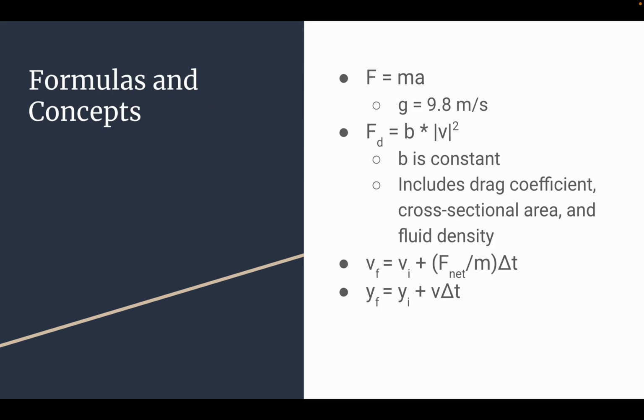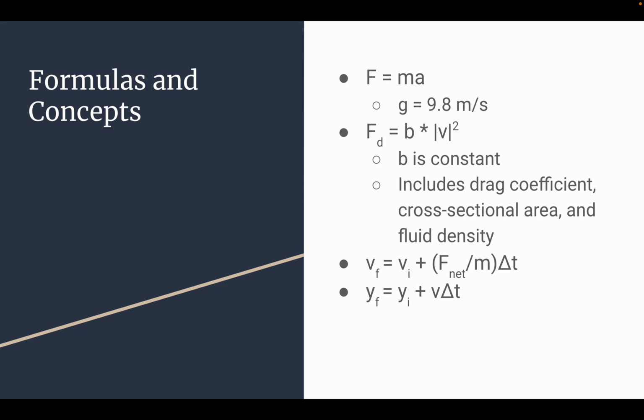So a few of the formulas and concepts that will be used in this lab. First of all, we have Newton's second law, force equals mass times acceleration. In this lab, that'll be used with negative g, the acceleration due to gravity, which is 9.8 meters per second squared. That will be used as the acceleration.